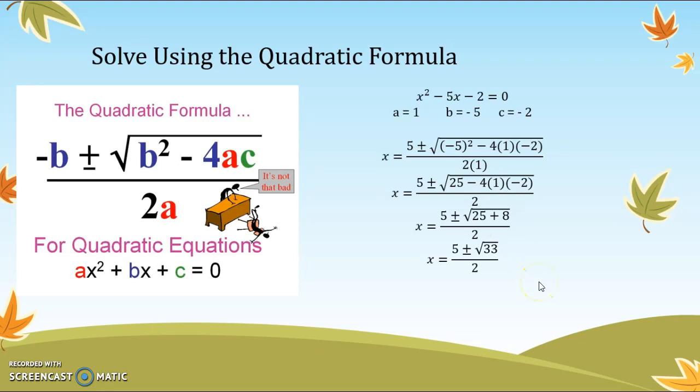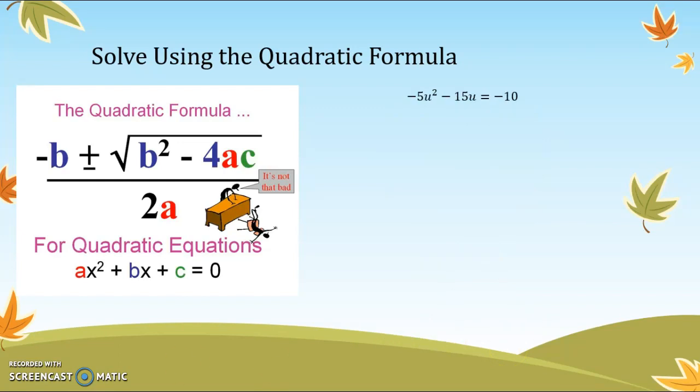I see at this point I cannot reduce my radical. I don't have common numbers to simplify the fractional parts, but I know that I do have 2 answers here. I have one answer where x is equal to 5 plus the square root of 33 over 2, and where x is equal to 5 minus the square root of 33 over 2.